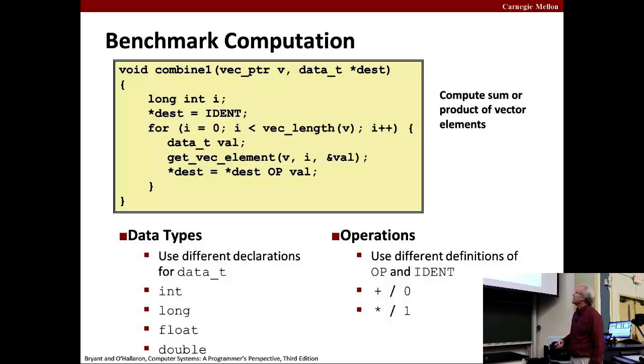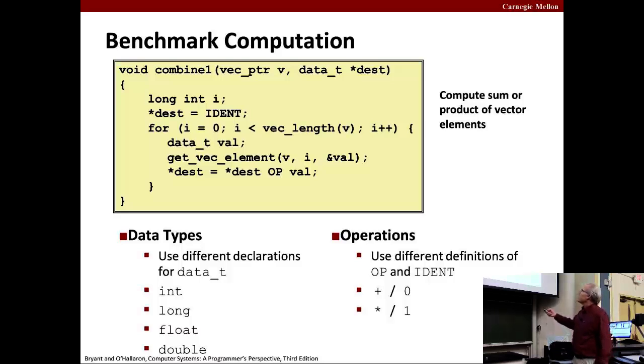And the benchmark I'm going to use is a fairly simple one. It's just for an array or one of these vectors, I just want to combine all the elements of it, either compute their sum or their product. And again, I'm going to use macros here, ident and op, and define those so that op is addition and the identity value is 0, or the op is multiplication and the identity element is 1, so that I can compare addition and multiplication. So that gives us sort of 8 possibilities here, 2 different operations and 4 different data types.